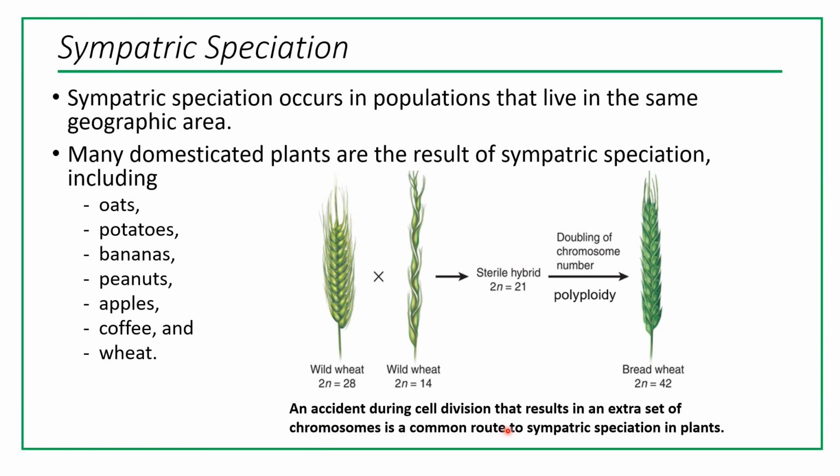An accident during cell division that results in an extra set of chromosomes is a common route to sympatric speciation in plants. Of course, that probably is never going to happen in animals, or maybe very, very rarely in very primitive animals, but it's pretty common in plants.